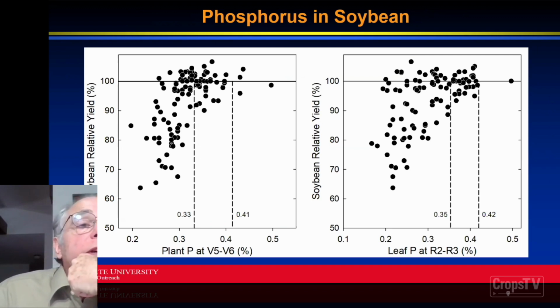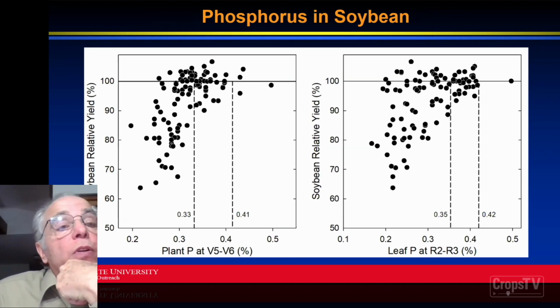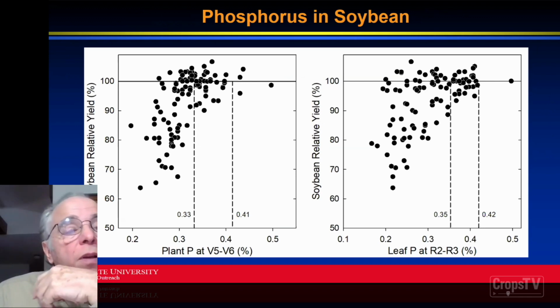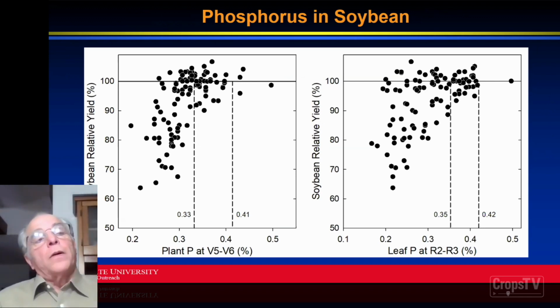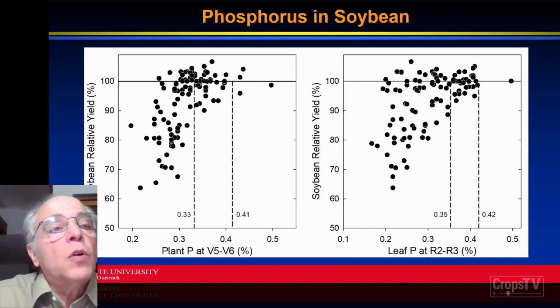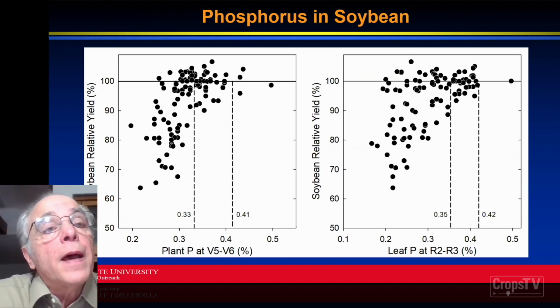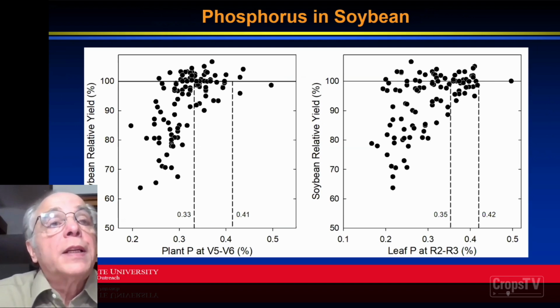So we determined these borders for the sufficient range. For example, for plant P it is 0.33% to 0.41%, using different fitted response equations and models that are normally used. And this is our criterion to define what that range is.